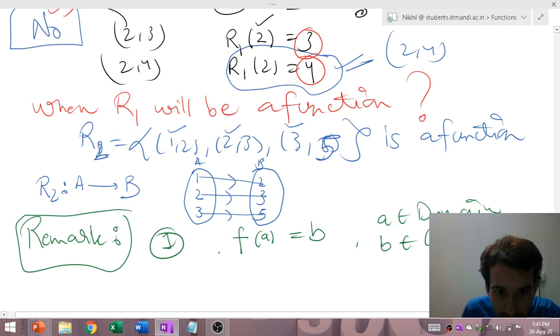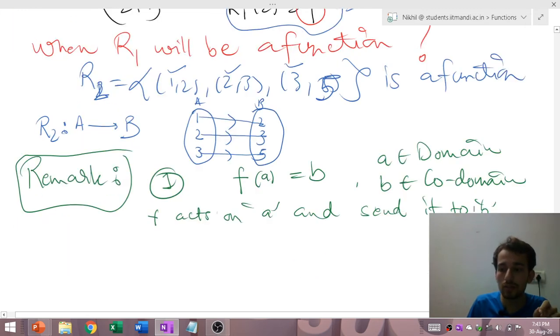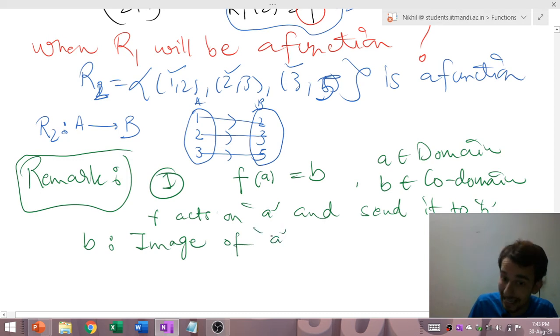How we can also say what F is doing: F is a rule which acts on A and sends it to B. In this particular case, this B is called the image, the image of A under F.